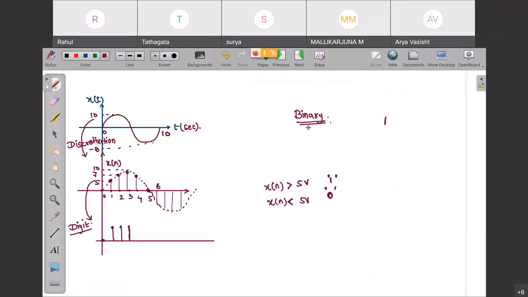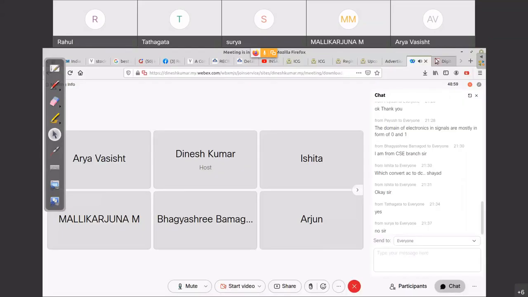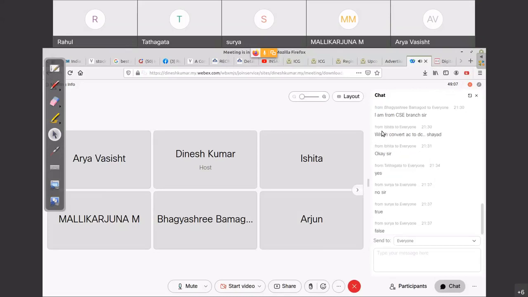One thing I wanted to ask you: what does this 1 correspond to? And what does this 0 correspond to? Can anyone say what 1 corresponds to? True, false. Okay, that is coming from a computer science background, I guess. Electrical guys, what do you think? 0 corresponds to what? 1 corresponds to what?